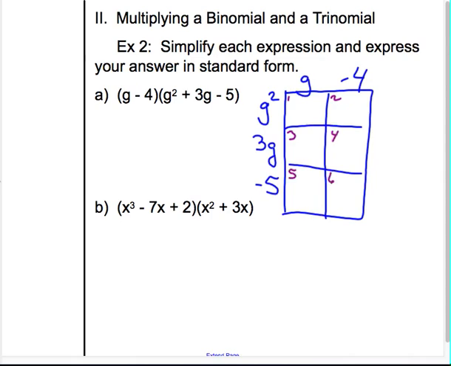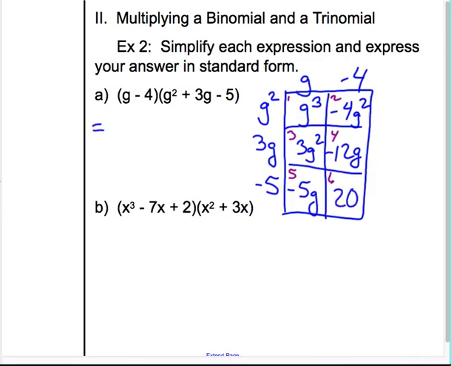And I'm only numbering my boxes so that you know what I'm talking about since you can't see me point to it. I wouldn't normally number my boxes as I'm working through. So in box 1, I've got g times g squared, which gives me g cubed. In box 2, I've got -4 times g squared, which is -4g squared. Box 3, 3g times g is 3g squared. Box 4, I have -4 times 3g, which is -12g. Box 5 is g times -5, or -5g. And box 6 is -4 times -5, which is positive 20.